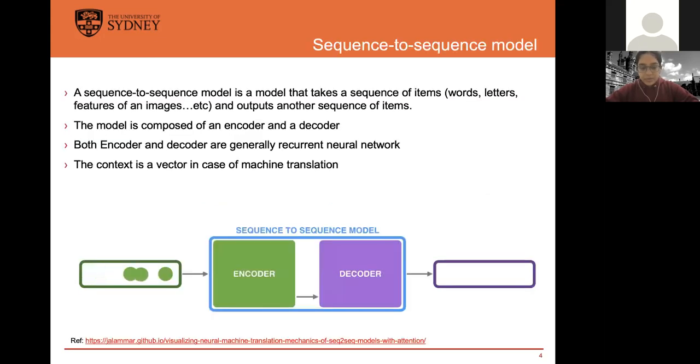When we talk about the sequence to sequence model, I'll give you a quick introduction, because the network we will be discussing is primarily built for machine translation. So our focus will be on the machine translation problem. A sequence to sequence model takes a sequence of items, which could be words or letters, and outputs another sequence. The model is composed of an encoder and a decoder.